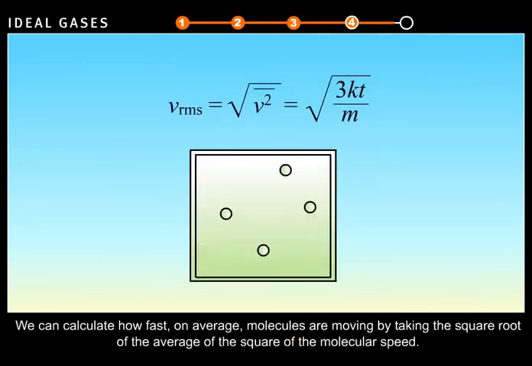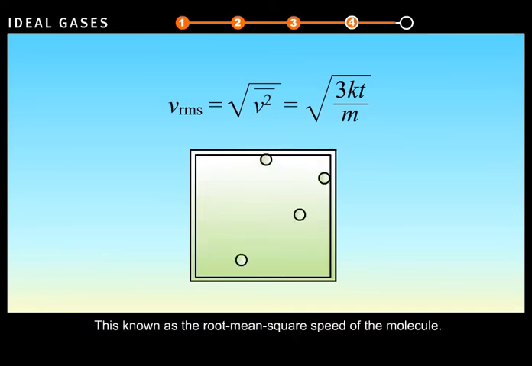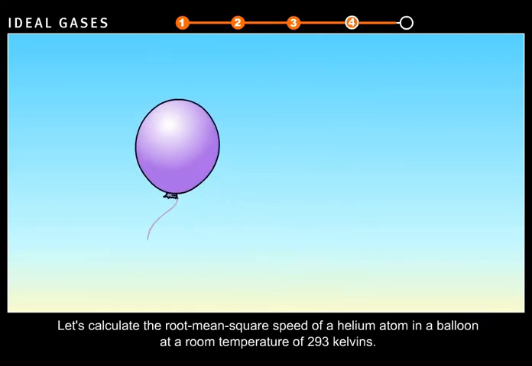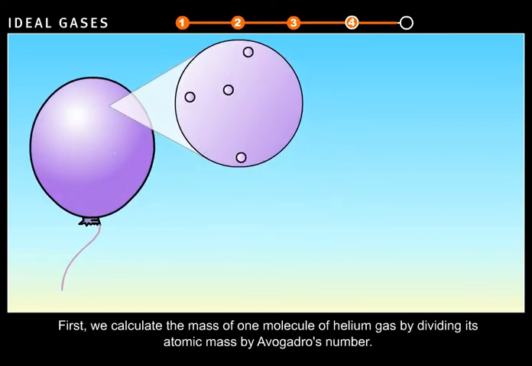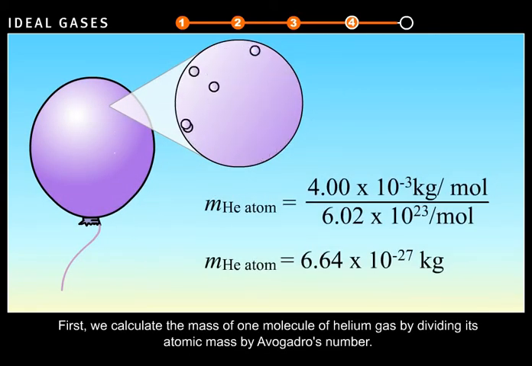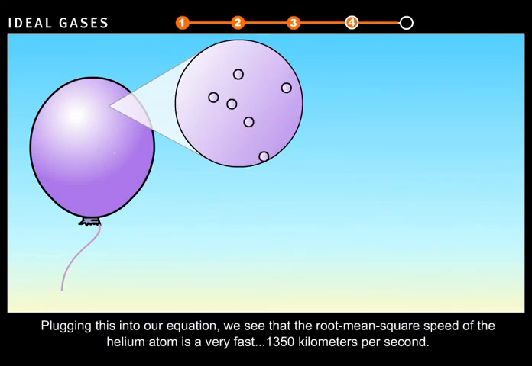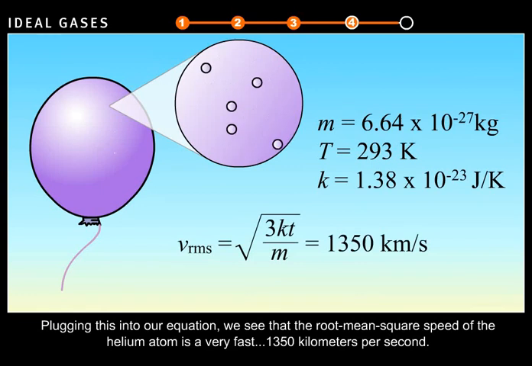We can calculate how fast, on average, molecules are moving by taking the square root of the average of the square of the molecular speed. This is known as the root mean square speed of the molecule. Let's calculate the root mean square speed of a helium atom in a balloon at a room temperature of 293 kelvins. First, we calculate the mass of one molecule of helium gas by dividing its atomic mass by Avogadro's number. Plugging this into our equation, we see that the root mean square speed of the helium atom is a very fast 1,350 kilometers per second.